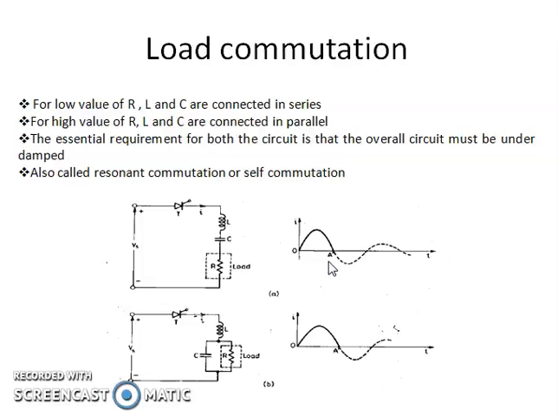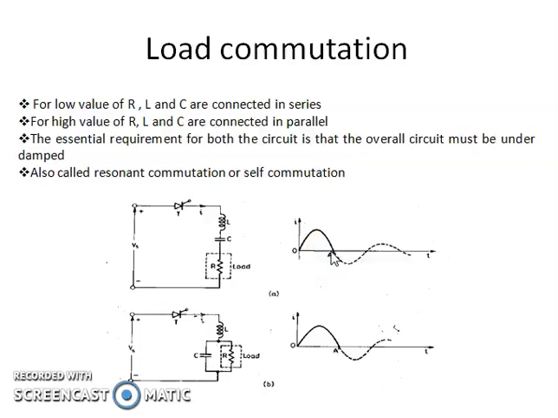Okay, this is about load commutation. It is also known as Class A commutation, resonant commutation, or self-commutation. In this, we connect the commutating components L and C in such a way that our entire system response is like an under-damped system. In an under-damped system, first the current rises, then it decreases and reaches a zero value. At the zero position, our commutation happens. Okay, this is about thyristor commutation techniques.